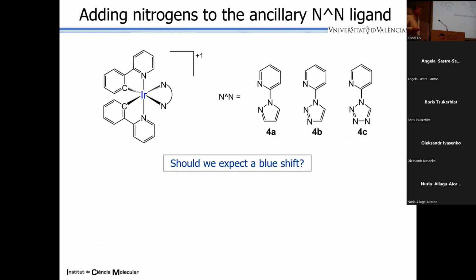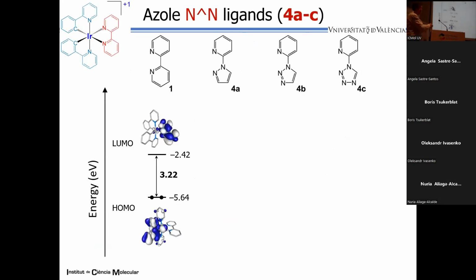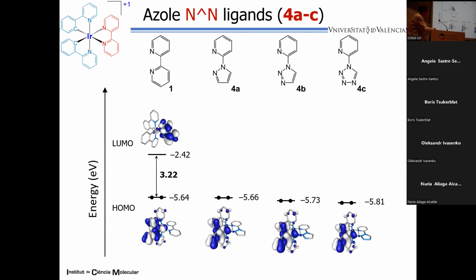Okay, what will happen if we introduce the azole rings in the N ligand, in the bipyridine ligand? I mean, substitute one of these pyridine rings by an azole ring. We should expect also a blue shift. Look, that is what the situation will be. This is our reference compound, and now the HOMO doesn't change in energy because we are not changing the chemical structure of those ligands. We are changing the chemical structure of this ligand.